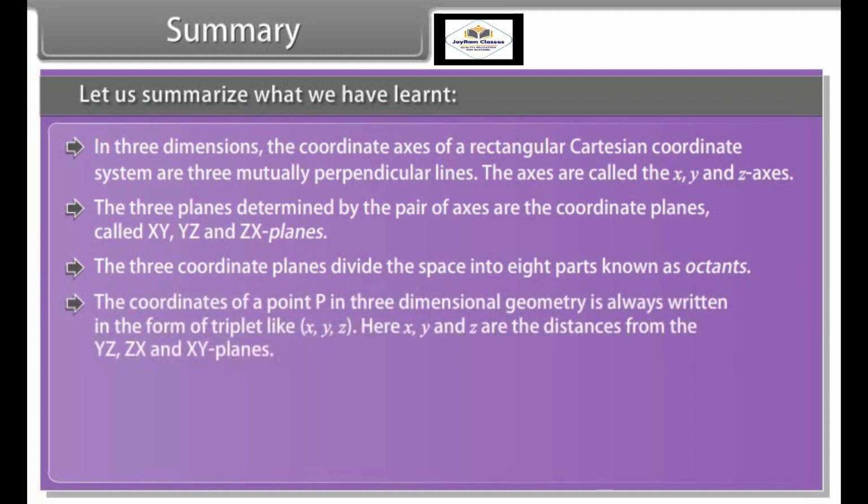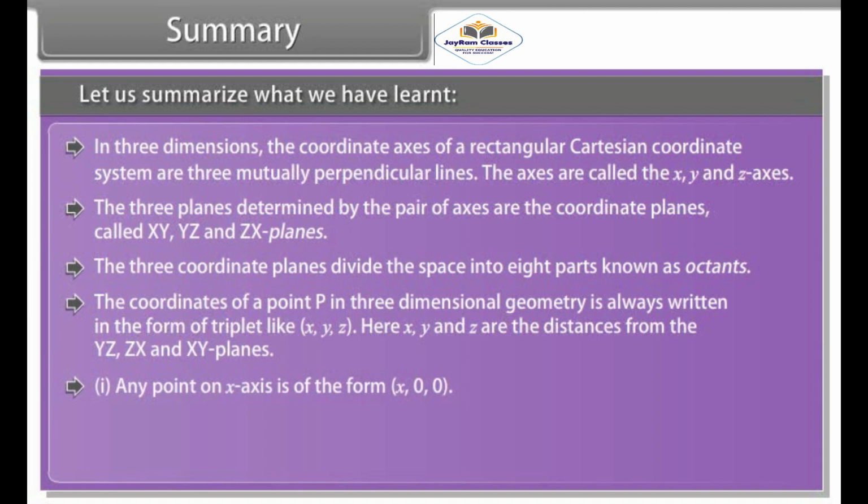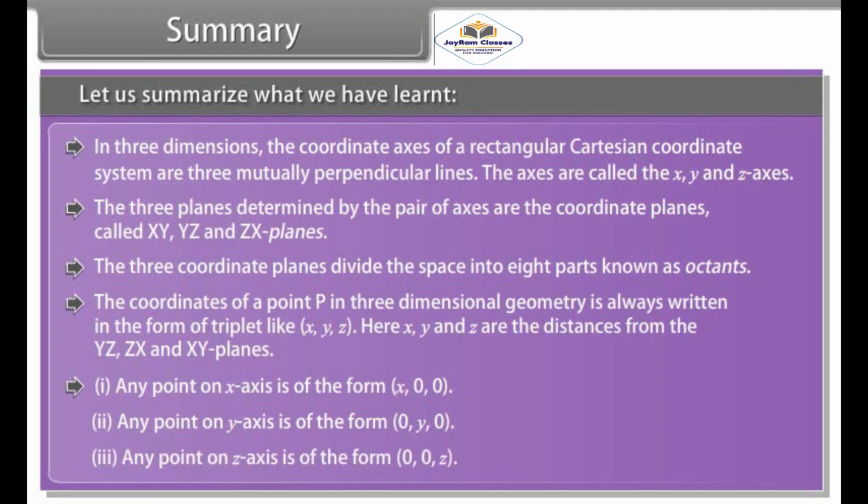The coordinates of a point P in three-dimensional geometry are always written in the form of a triplet like (x, y, z). Here, x, y and z are the distances from the yz, zx and xy planes. Any point on the x-axis is of the form (x, 0, 0). Any point on the y-axis is of the form (0, y, 0). Any point on the z-axis is of the form (0, 0, z).